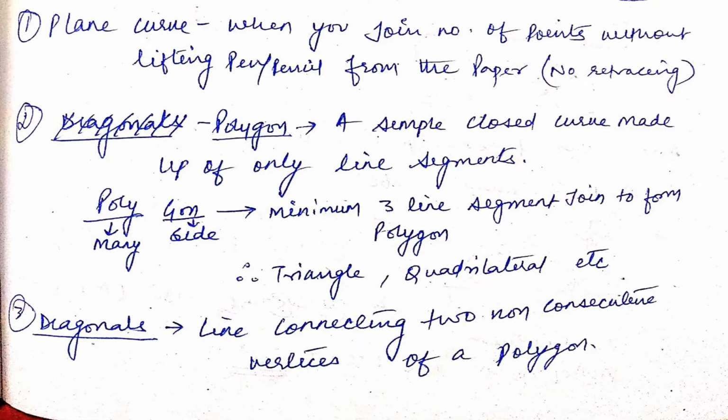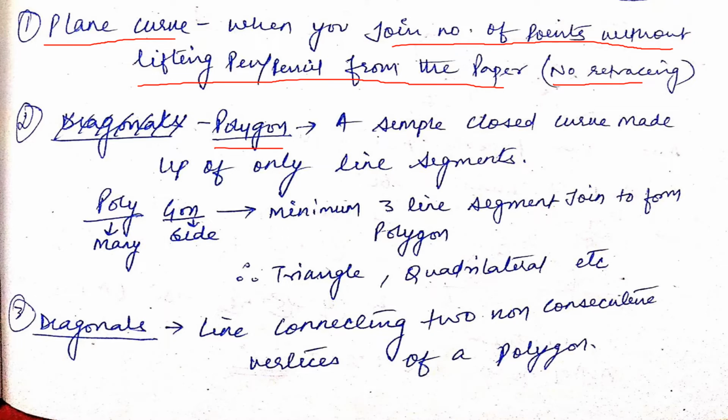Now, from this slide, you have to write the chapter name and then these definitions. First, I have to define what is a plane curve. When you join a number of points without lifting the pen or pencil from the paper, that is, we are not retracing, we form a plane curve. Now, what is a polygon? A polygon is a simple closed curve made up of only line segments. Understood? So you can say a circle is not made of line segments, so it will not come in polygons.